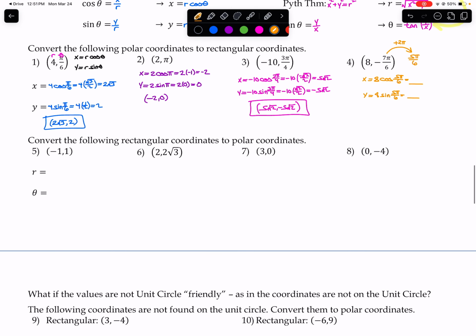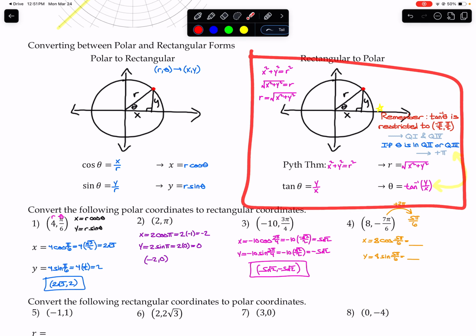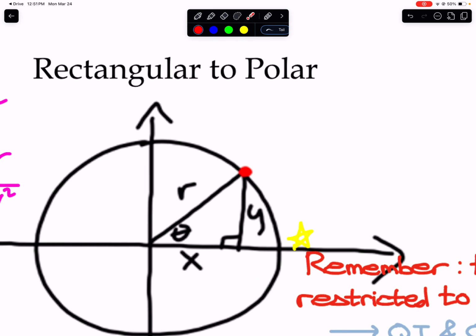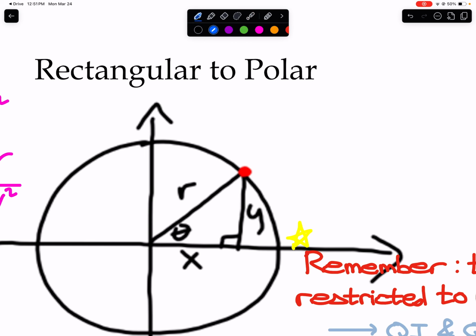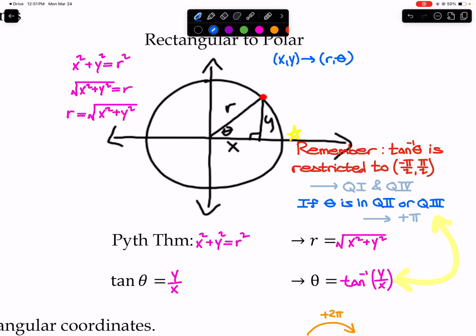Now for the next section. So now we're going to convert from rectangular to polar. So that's going to focus on this right section up here. So with rectangular to polar, what's happening here is we're going from x comma y, and we're going to transition into r comma theta. So we're looking for the distance from the pole, and we're looking for the angle at which that happens. Now, what you need to remember, your r value is just Pythagorean theorem.